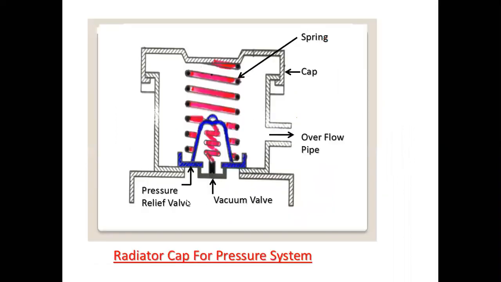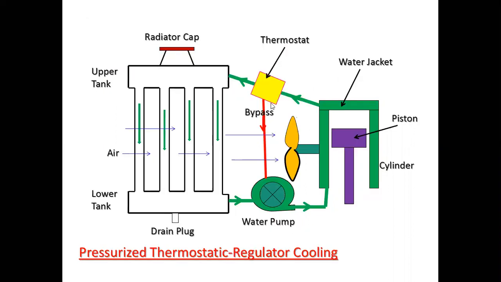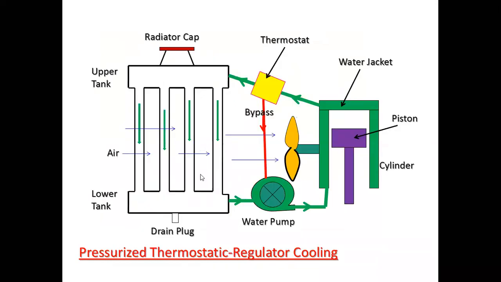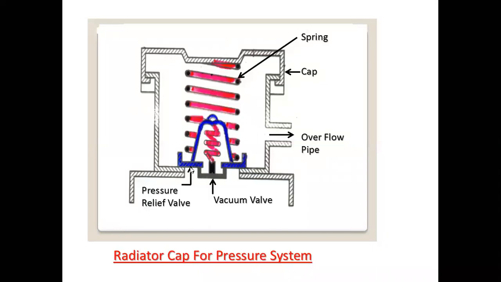Now, this system generally works like this. Here we can see the pressurized fluid flows from the engine cooling jacket to the upper tank of the radiator. If the pressure inside this space increases, the pressure relief valve in the radiator cap will open and release the excess steam that is present over here. This enables us to maintain the pressure inside the system.